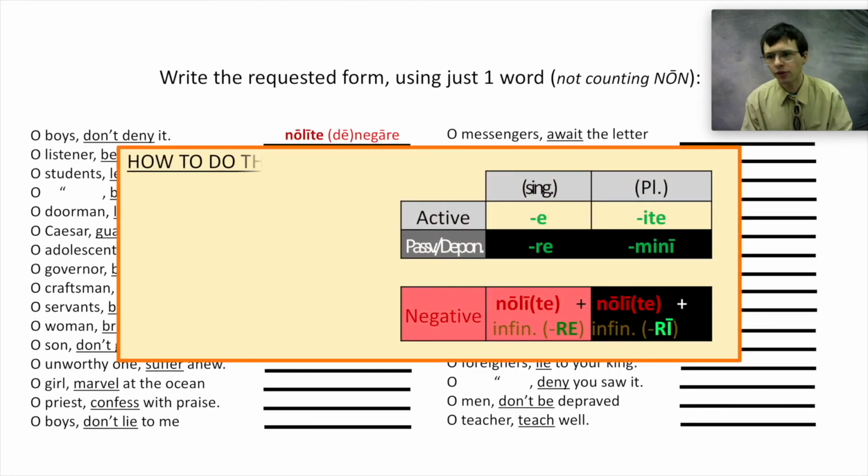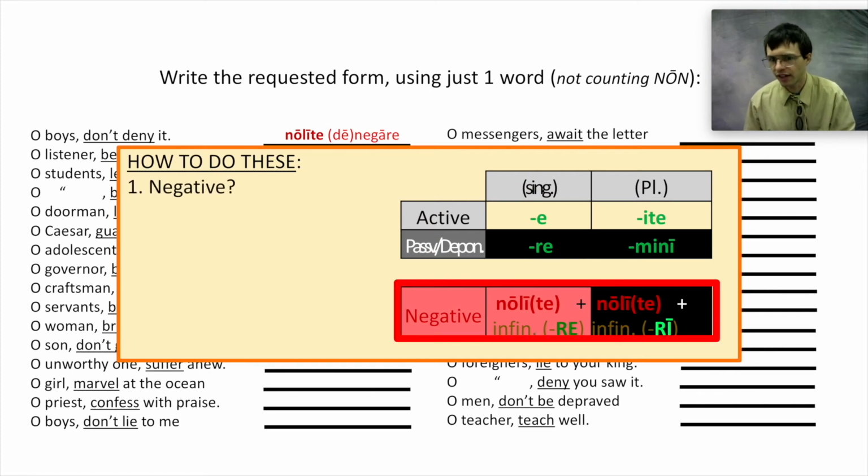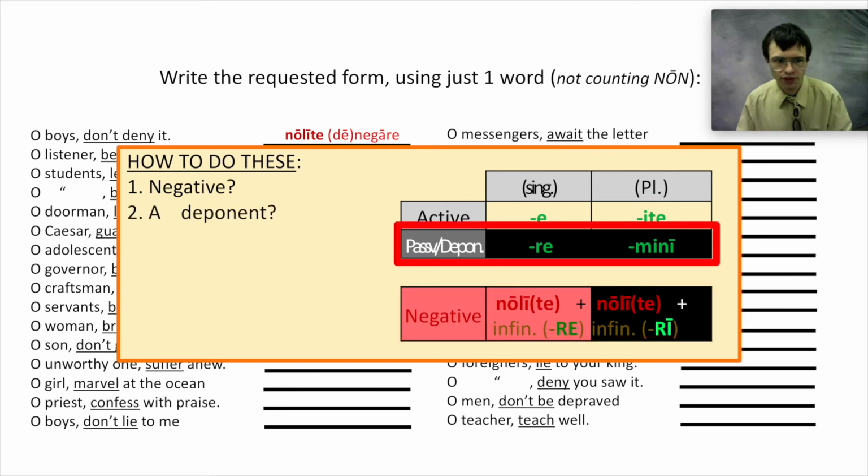Now, how are you going to do these? Well, here's my suggestion. First, check and see if it's negative. That's a dead giveaway. If you see don't, then it's going to be negative, and you're going to use one of these forms. Noli or nolita. Pretty simple. Now, if you don't see don't, then next thing, check and see if it's a deponent.